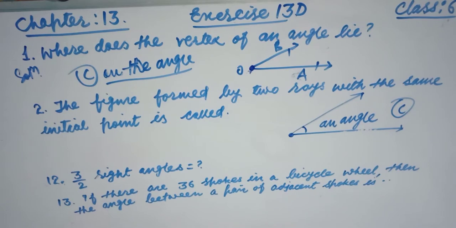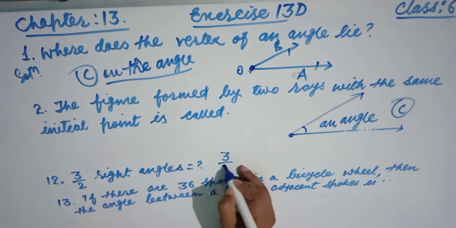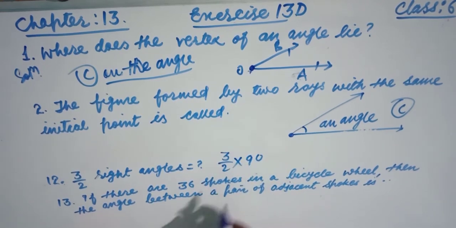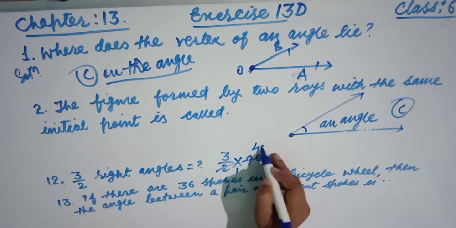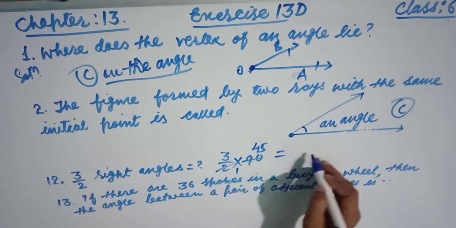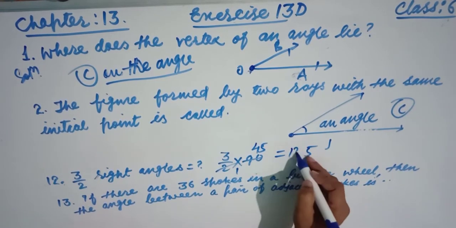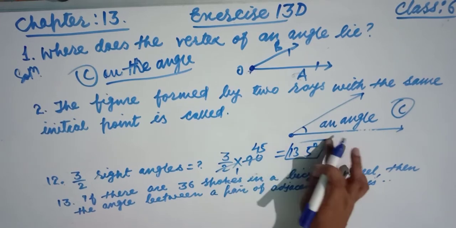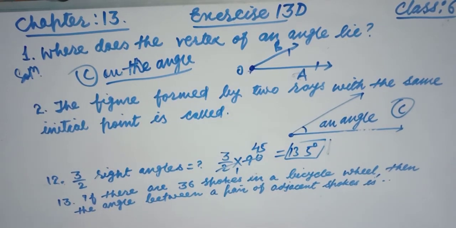Now see, friends, questions 3, 4, 5, 6, 7, 8, 9, 10 are all similar, based on the types of angles that we learned in the previous video lecture. Now see, question 12: 3 by 2 right angles is what? Write it down, friends. Right angle means 90 degrees. So 2 and 90 cancel, 45 times 3 is 135, so 135 degrees. This is the answer. Now see the next question, number 13, which is the last question.